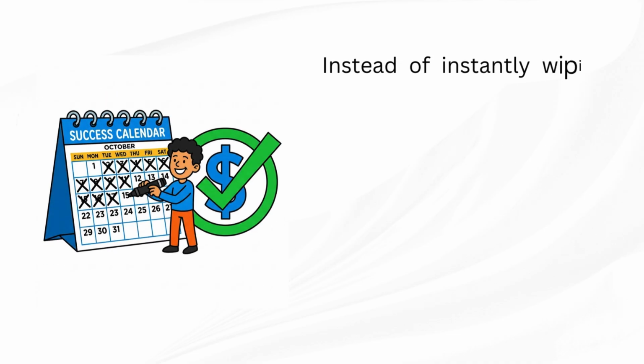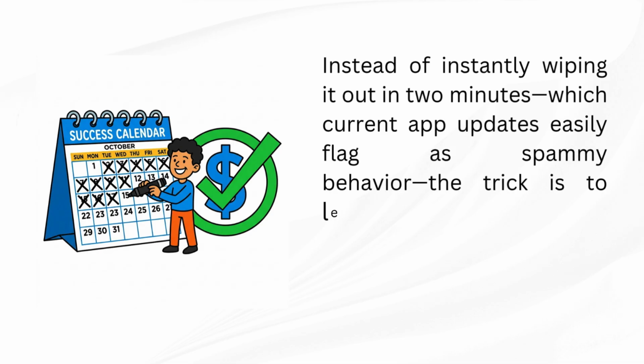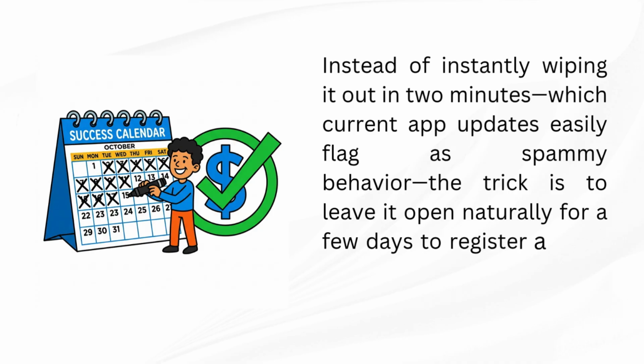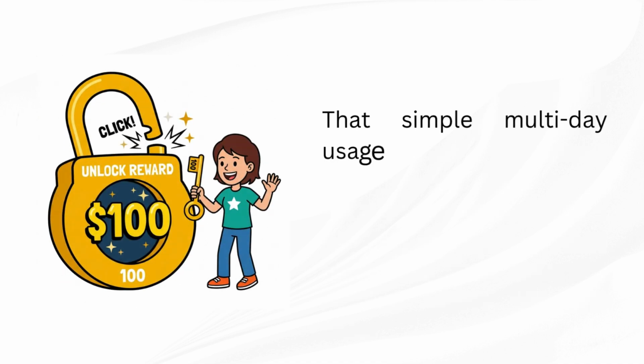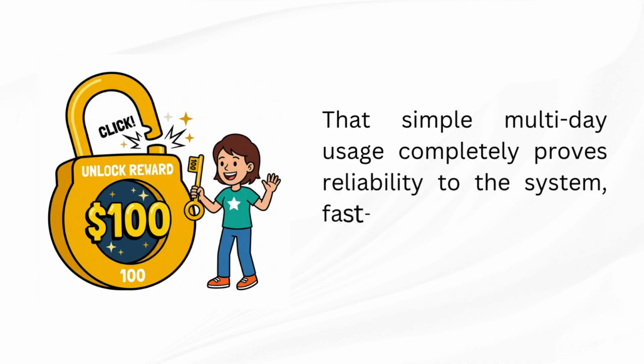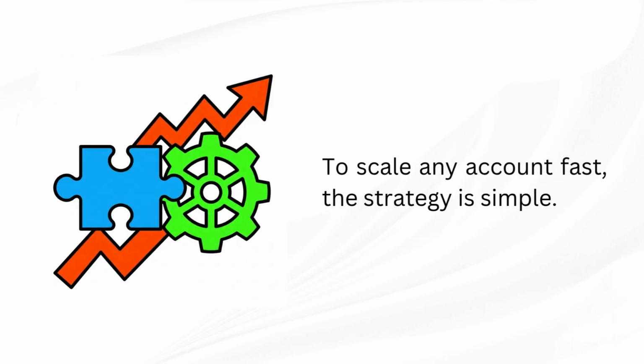Instead of instantly wiping it out in 2 minutes, which current app updates easily flag as spammy behavior, the trick is to leave it open naturally for a few days to register a clean cycle and then clear the balance before the due date. That simple multi-day usage completely proves reliability to the system, fast-tracking the account to unlock the $100 limit. To scale any account fast, the strategy is simple.